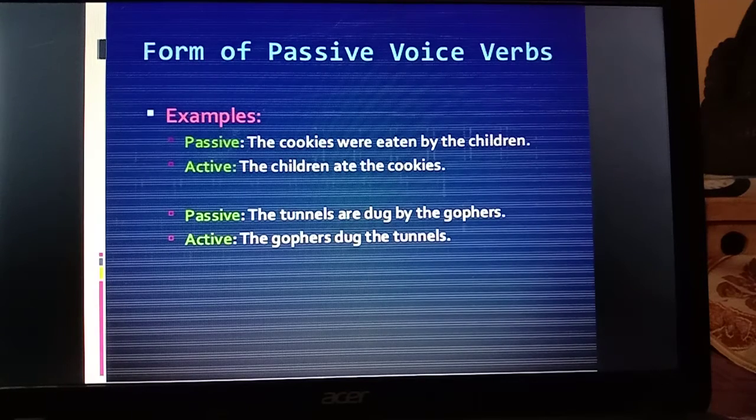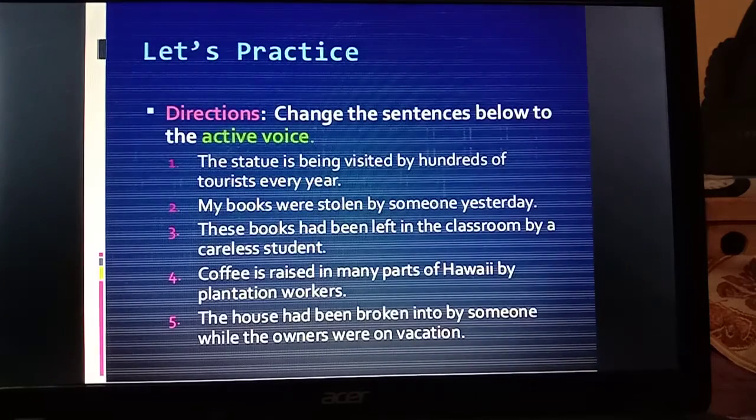Form of passive voice verbs. Examples are there. The cookies were eaten by the children. The children ate the cookies. This is active voice. The tunnels are dug by the golfers. And in the active voice, it can be: the golfers dig the tunnels. Dug is written wrongly here. The first form of the verb should be there. So in this way, you can change passive voice into active voice.